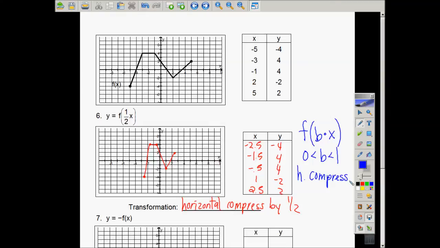So any number greater than 1 in that b place is going to cause my function to stretch. Any number between 0 and 1 is going to cause my function to compress.